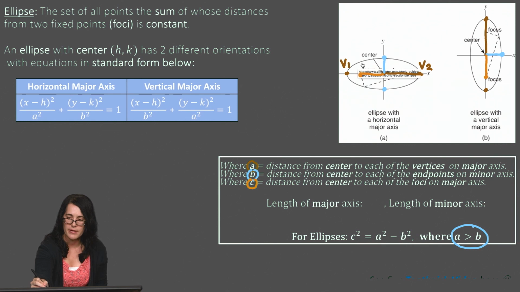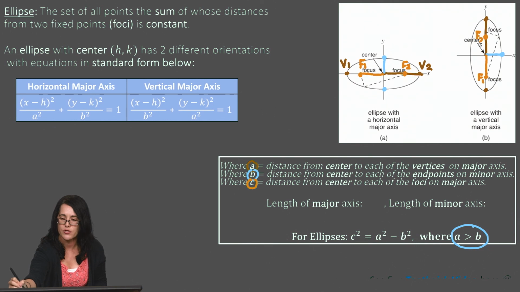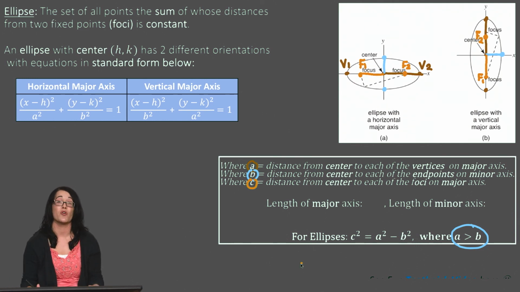Okay, so this point would be like focus 1, and over here you'd have another one that's C units away, and that would be called focus 2. So again, focus 1, and the same distance C away from the center, there's focus 2. Okay, so what are these foci and why do we care about them?